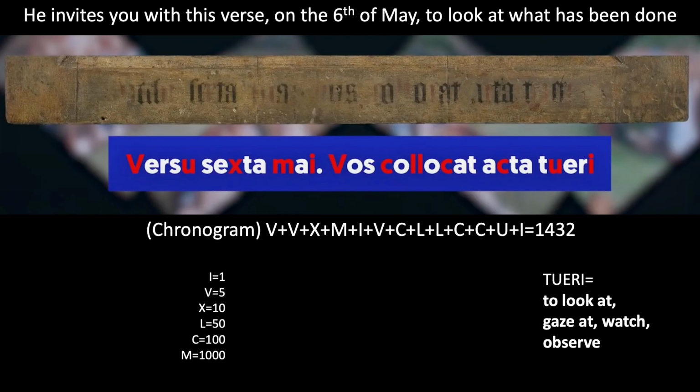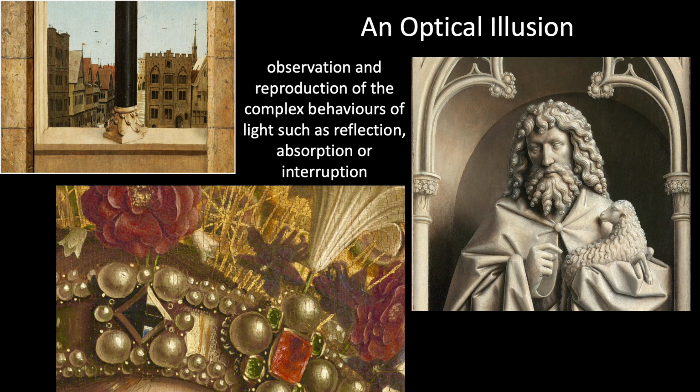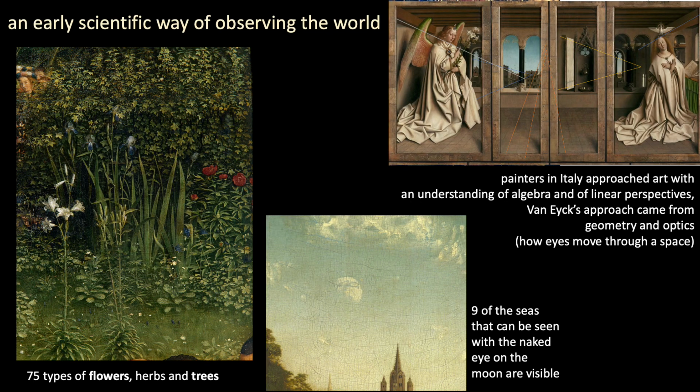It's different layers, and we need to properly look because it's one big optical illusion with observations and reproductions of complex behaviors of light, how it comes off, how it reflects off surfaces, but also how it's absorbed by certain surfaces and how it's interrupted. And Jan van Eyck is a master at that. It really is an early scientific way of observing the world. You see all these types of flowers, herbs and trees. We can even spot the moon in this painting.